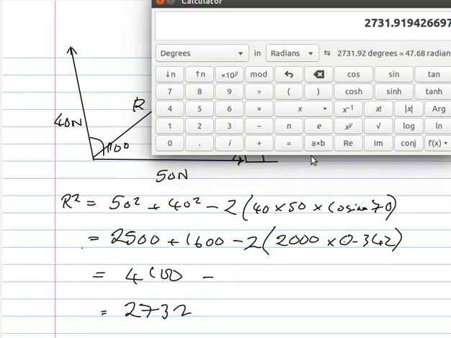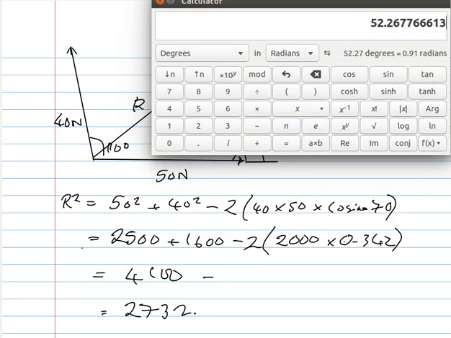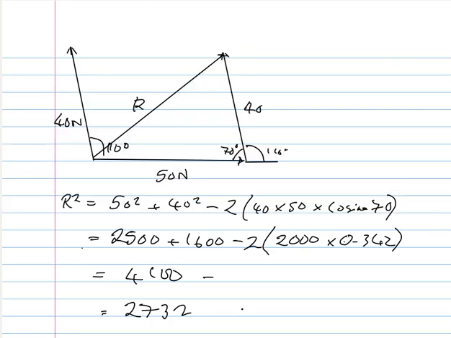So take the square root of that to get r. And we get 52.26. Or if we round it up to 3 significant figures, 52.3. Okay, so 52.3 for r.